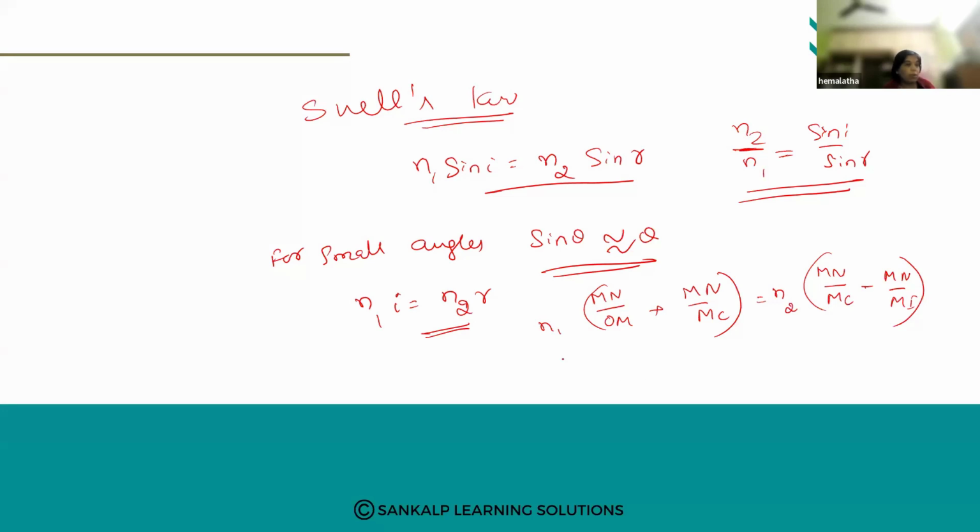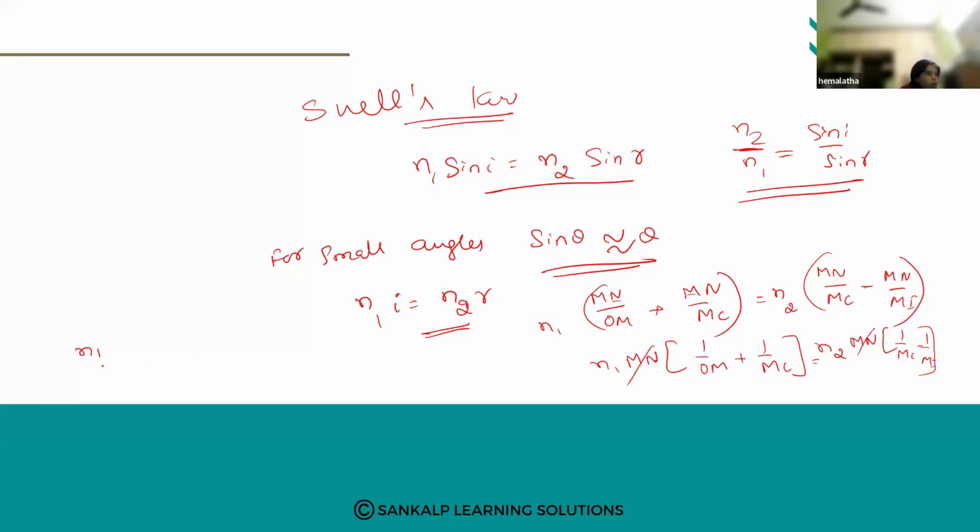Okay, next one is what? Which one is common here? MN is common here. Here also MN is common. N1 of MN if you take common, then 1 divided by OM plus 1 divided by MC. Very simple. N2 of MN, take common, 1 divided by MC minus 1 divided by MI. Okay, let's continue. So MN gets cancelled. Correct or not? So now take N1 inside. I'll do it here. So N1 of MN gets cancelled.